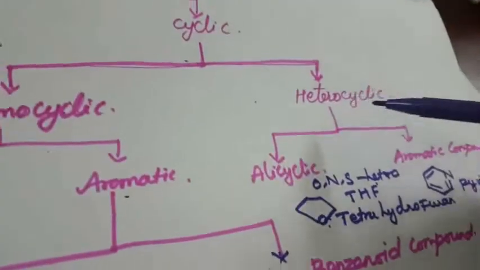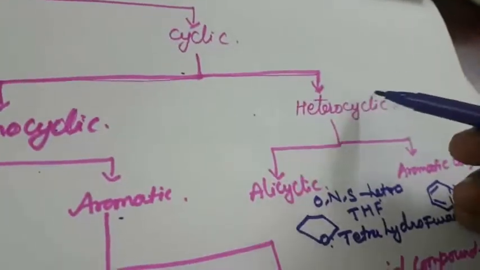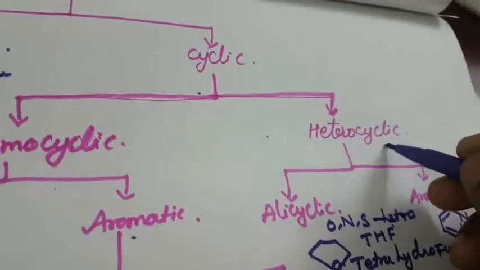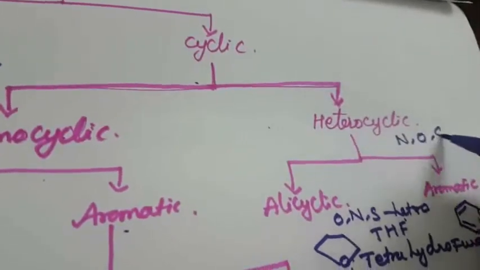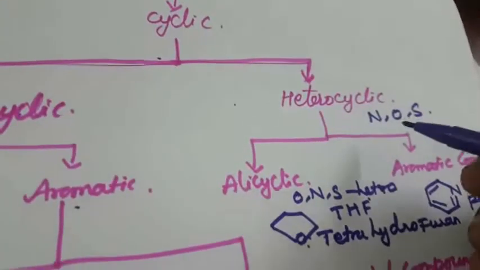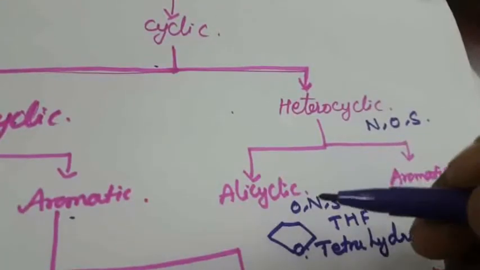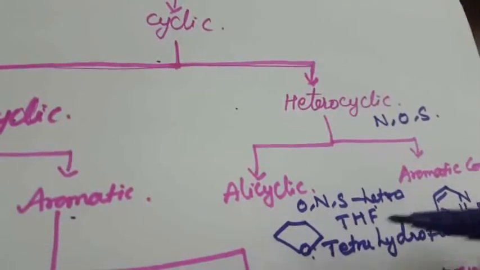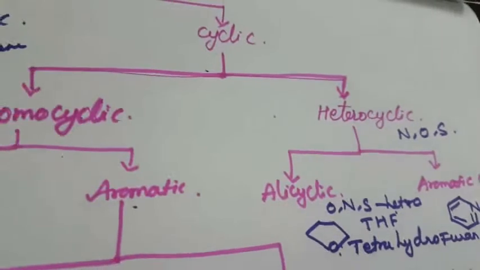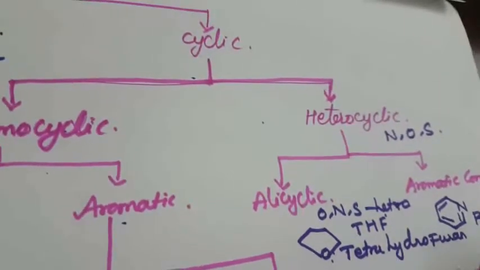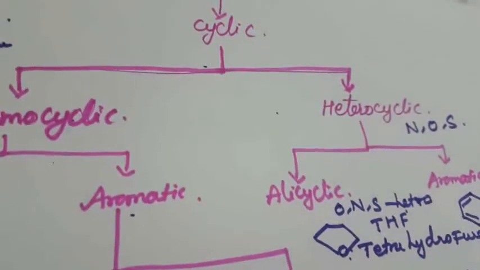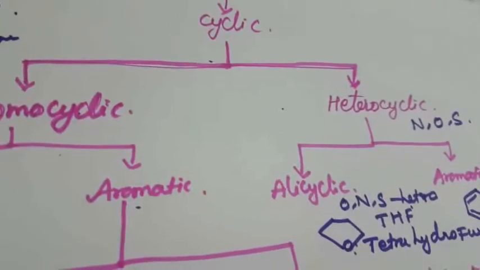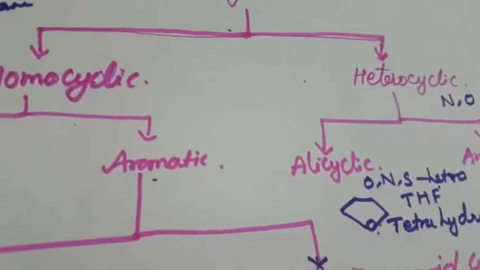Again heterocyclic. What is meant by heterocyclic? The cyclic compound containing heteroatoms. What is a heteroatom? Nitrogen, oxygen and sulfur. These are all the heteroatoms present in the cyclic compound. That is called alicyclic or aromatic. Aromatic means an aromatic compound containing heteroatoms. Alicyclic means an aliphatic compound containing heteroatoms. Okay, this is the classification of organic compounds. Next we are going to see them based on saturated and unsaturated.